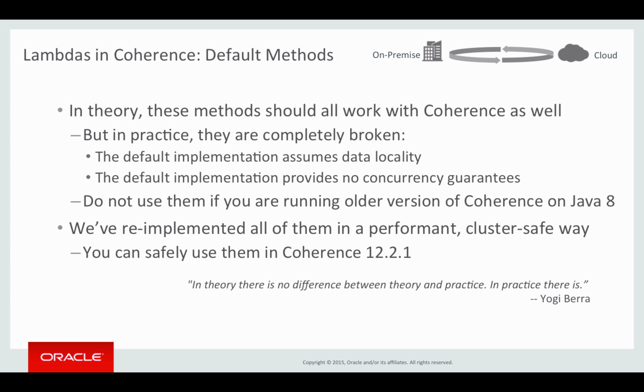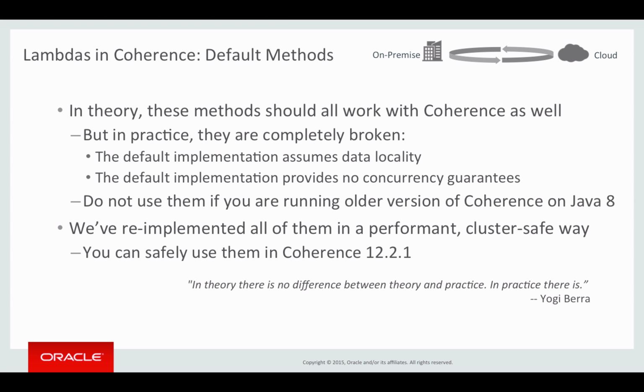Or actually, they broke Coherence because they assume data locality, which we do not have, and they provide no concurrency guarantees, which we actually do need. So do not use them if you're running an older version of Coherence on Java 8. They will be there because they were added to the Map interface, which Coherence NamedCache extends. But if you use them, then you might run into trouble. Now, that said, we've re-implemented all of them in a performant, cluster-safe way, basically on top of Coherence entry processors in 12.1, so you can safely use them in Coherence 12.1.